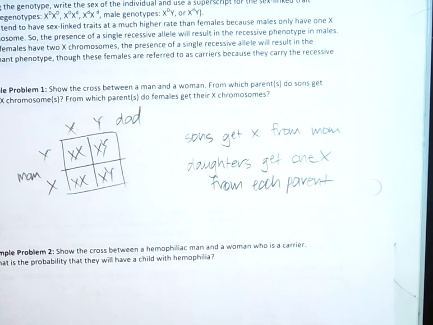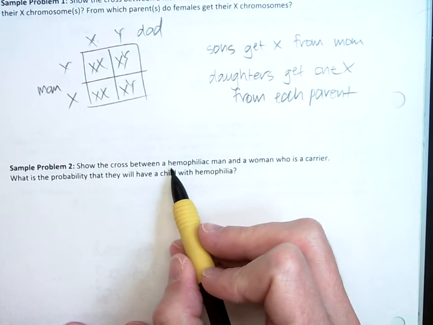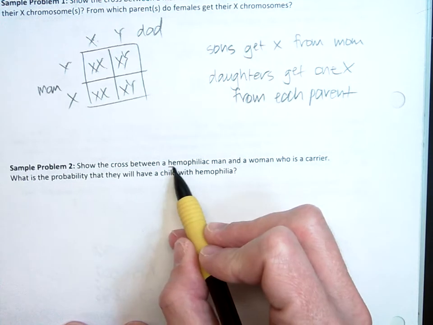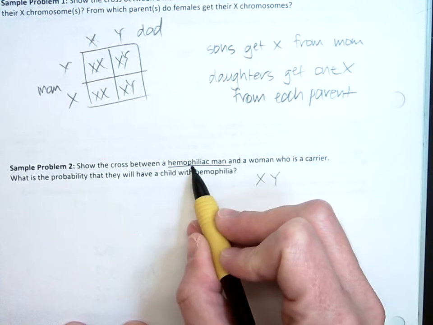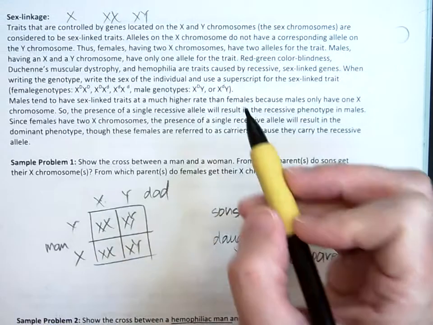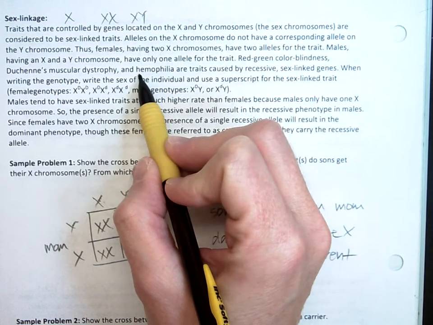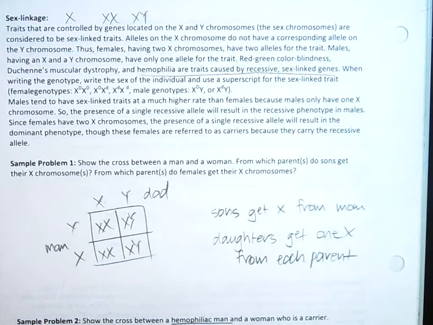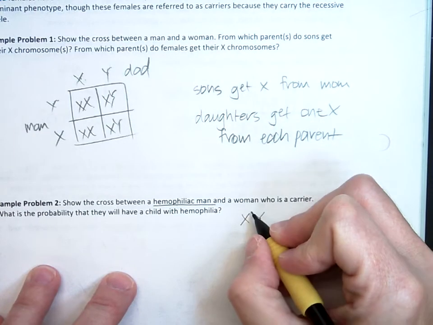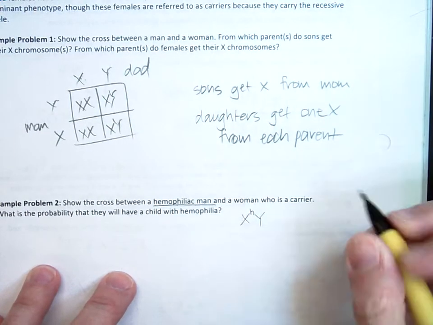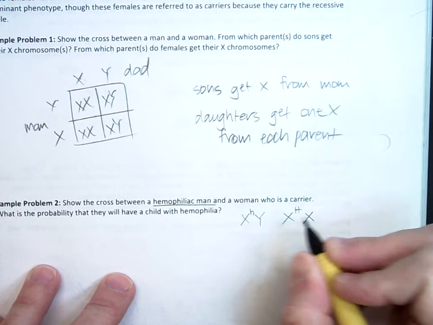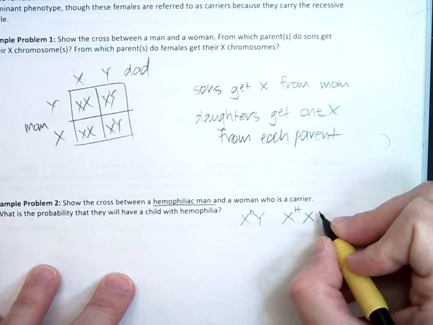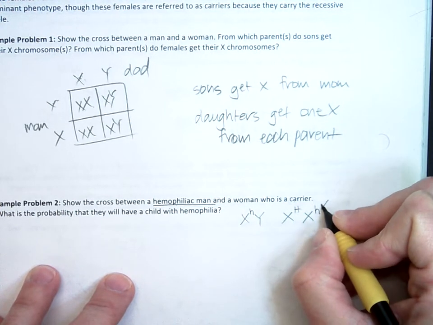Okay. Now our problem is asking about a hemophilia trait. We have a hemophiliac man, so he's XY, and he has hemophilia. It says up here that hemophilia is recessive. Okay, so his hemophilia trait is recessive and it goes with the X. She's a carrier, so she doesn't have the disease, which means she must have one of the dominant alleles, but she carries it, so this is where she carries it.